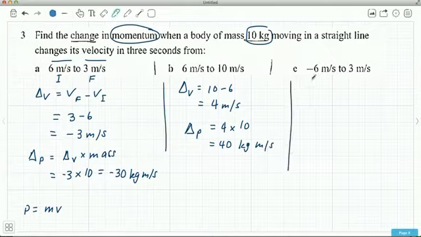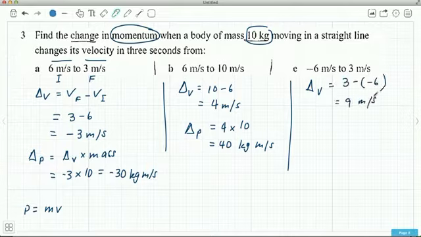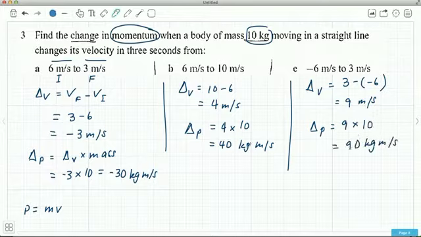And the last one, change in velocity, final minus the original. Here you can see this becomes 9 because when you subtract the negative you get a positive. And the change in momentum is going to be 9 times 10, so 90 kilogram meters per second. So 3 very different results, even though it's just the same numbers, 6s and 3s. The sign is what affects the difference in the momentum. So -30, 40, and 90.